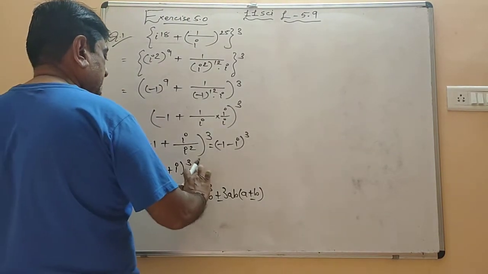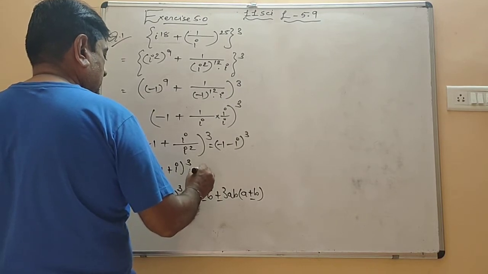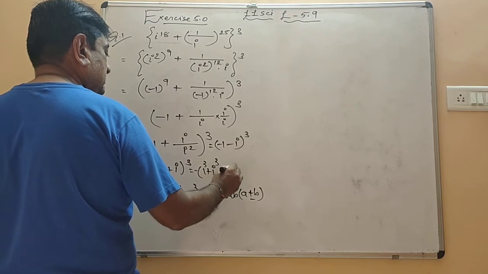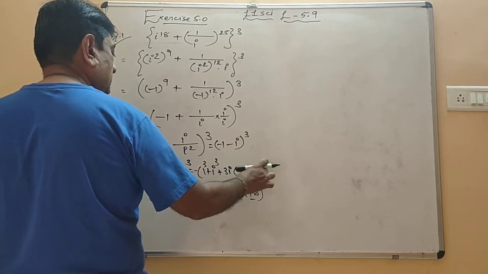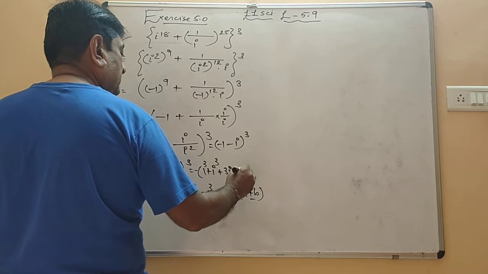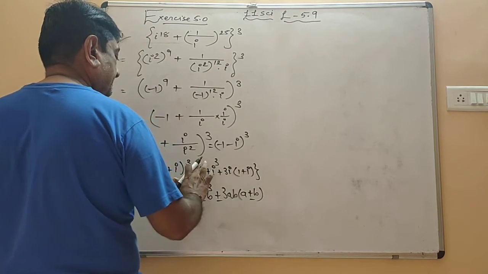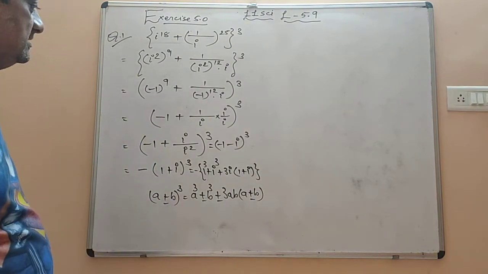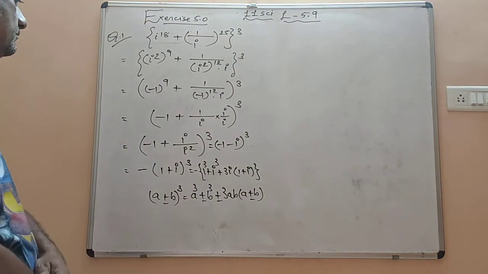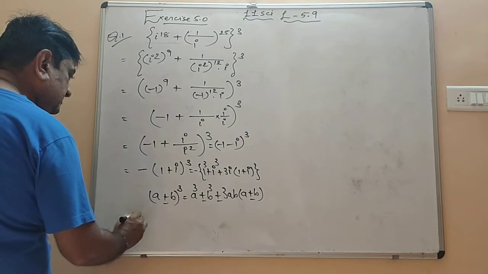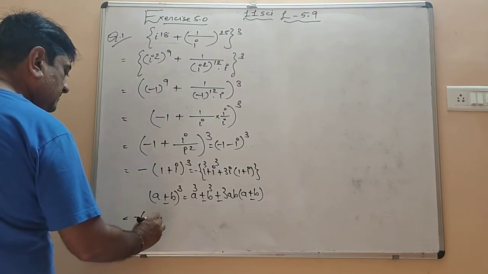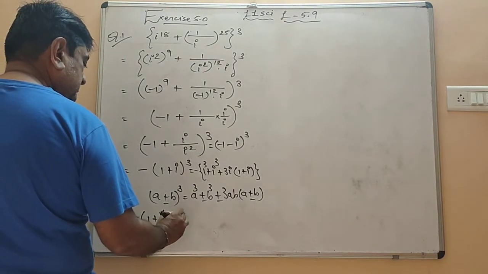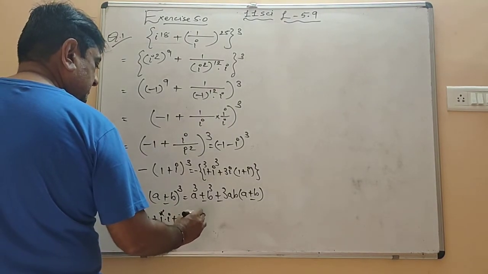अभी तो हम बात करेंगे a plus b the whole cube. So it is 1 cube plus i cube plus 3i into 1 plus i. So 1 plus i the whole cube, therefore it is minus 1 plus i square into i plus 3i plus 3i square.